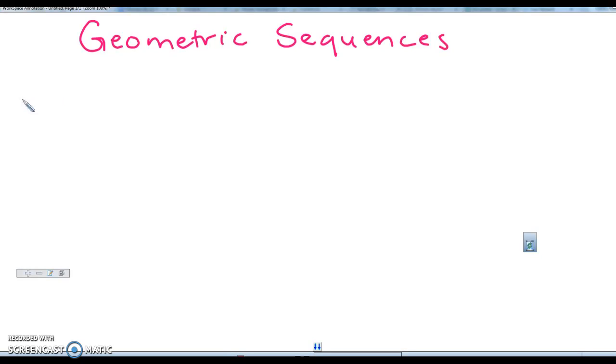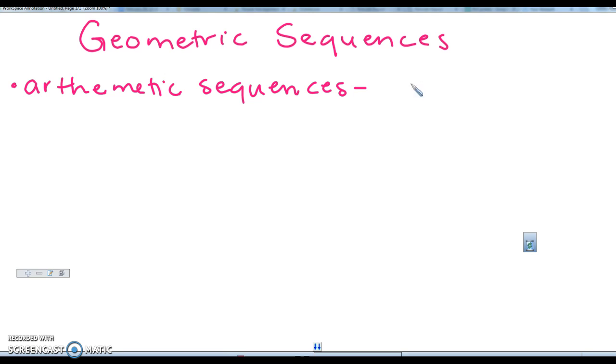Today we're going to be talking about geometric sequences. If you'll remember from this fall, we talked about arithmetic sequences. You should already have notes on those, but just to refresh, an arithmetic sequence would look something like 3, 5, 7, 9. And each time in this sequence, I'm adding plus 2, plus 2, plus 2, because in an arithmetic sequence, I'm looking for that common difference.